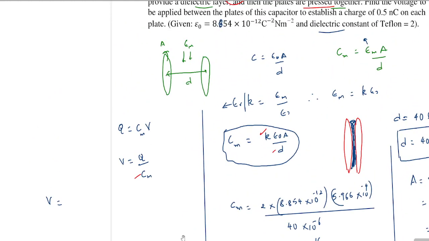See, the idea here is, if you have two plates and then if we connect to a battery, then charge starts to flow, a current flows, so that this plate becomes charged positively and this plate becomes negatively charged. So charge on any one plate is 0.5 nanocoulomb. That's the meaning of Q.